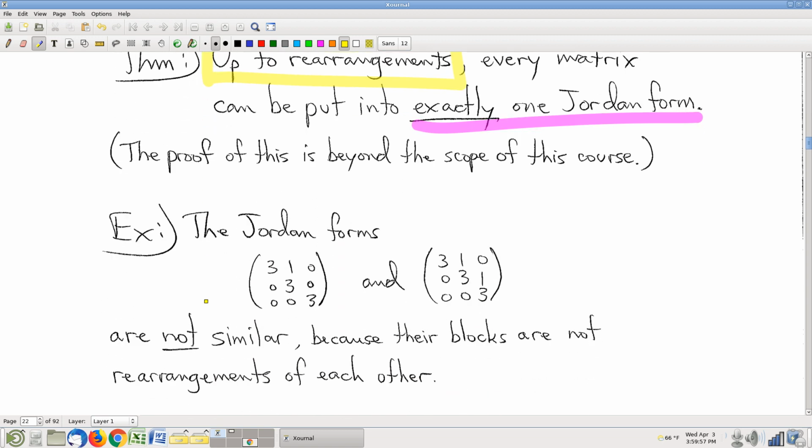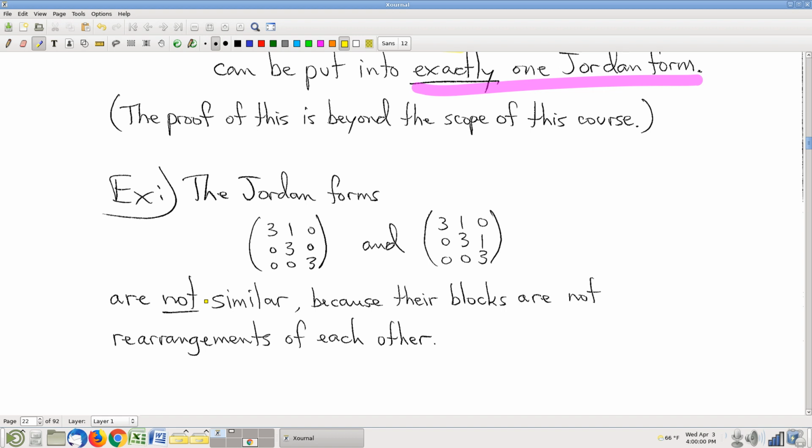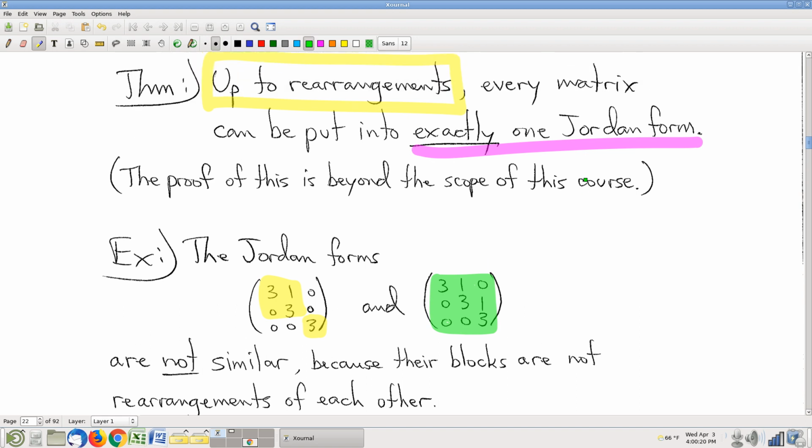Okay, here's an example of how you can make sense out of this. Let's look at these two Jordan forms. Basic Jordan block, basic Jordan block. Here, this is the basic Jordan block. These two matrices cannot be similar. They aren't rearrangements of each other. According to the above theorem, rearrangements are the only similarities between Jordan forms. So these are not rearrangements of each other, right?